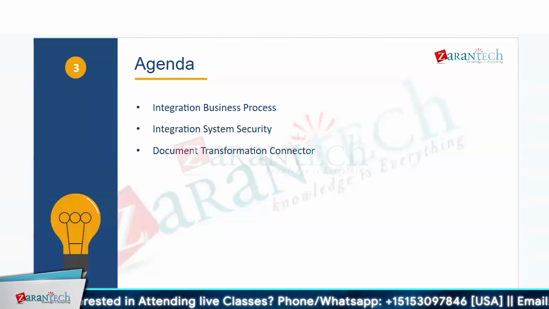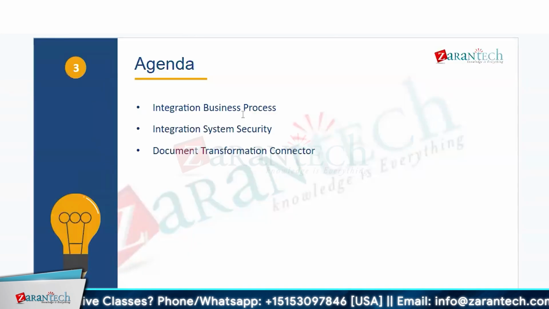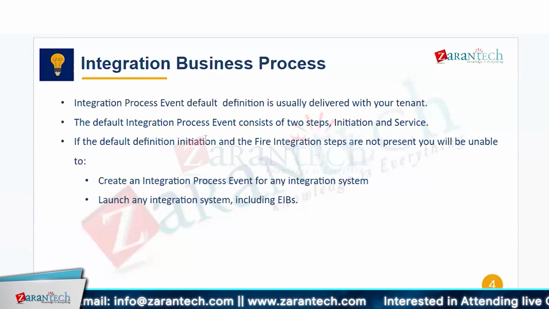So we were on Core Connector Integrations Part B, module 15, Core Connectors Part B. So far what we have already seen is integration business processes. I have introduced you to what security is, but I have not shown you how to create an ISSG or an ISU. Let's go through the slides for BP first. I will see if I have missed something.